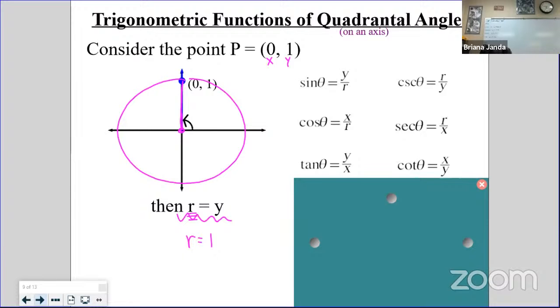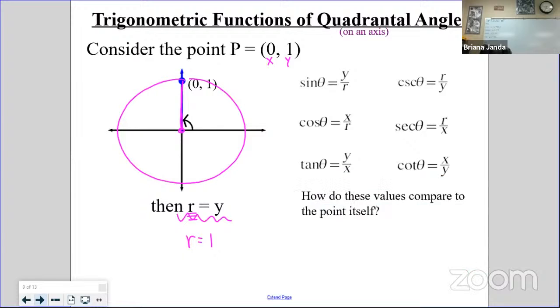Okay, questions so far? So when I refer to that chart, this is what you're going to be looking at. And eventually we will get away from this, and I will show you how and why eventually. So how do these values compare to the point themselves? So let's look at the values that we have up here.